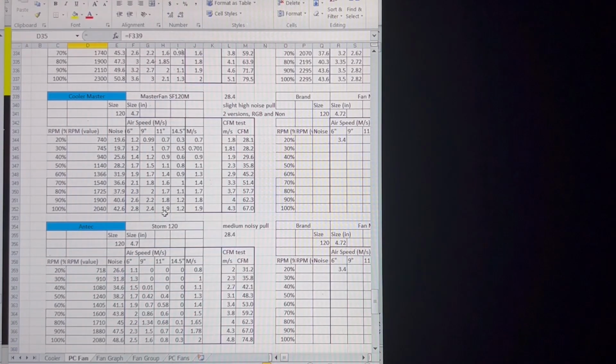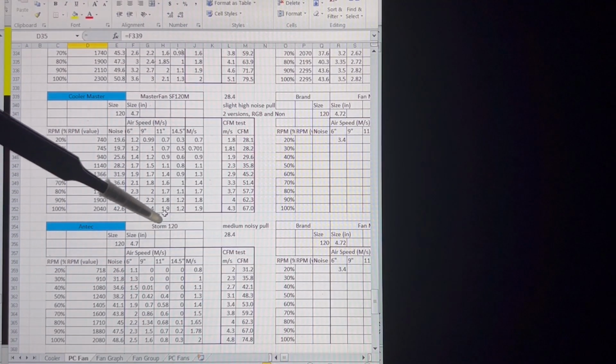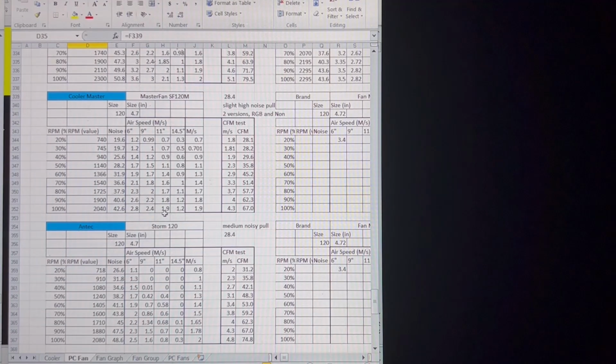And now that we've basically just finished the review, this is just so I have published my raw data. This is the Cooler Master Fan SF120M, and here's the Antec Storm120. This data, you are welcome to use it for your own personal uses, like generating your own graphs, whatever, or if you want to make a publication.